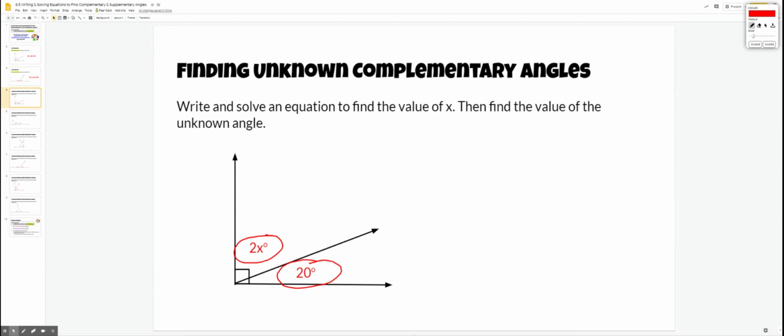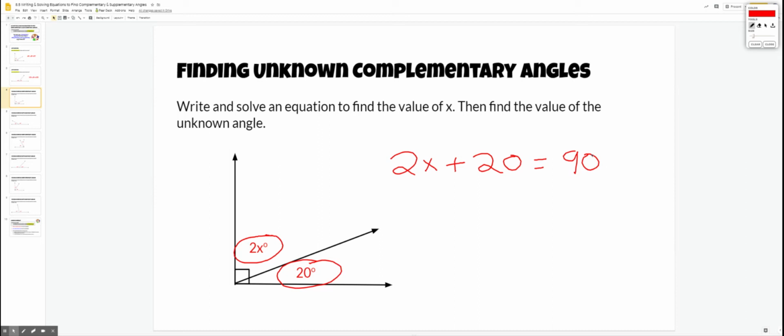Now these are complementary angles, which means that they add up to 90 degrees. So I can show this relationship by saying that 2x plus the 20 degrees are going to give me a total of 90 degrees, right? So there's my equation. The first angle, 2x, plus the second angle, 20, is going to give me a total of 90 degrees. Now, I have a two-step equation.